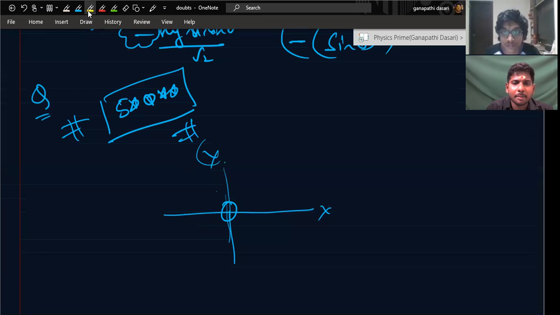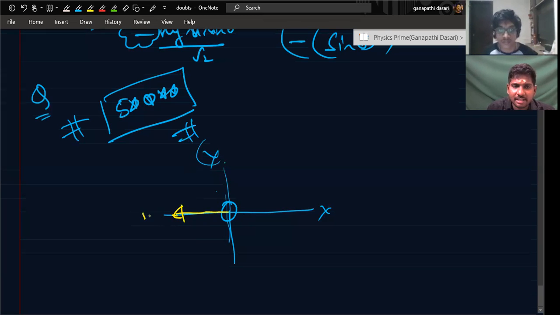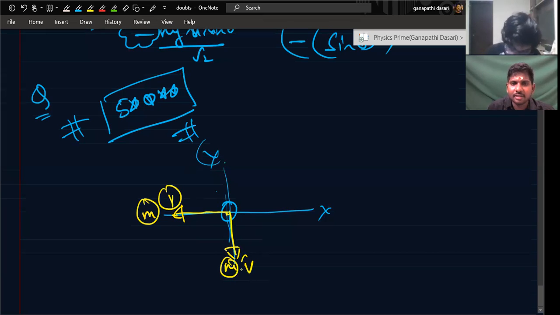I'm just taking two perpendicular directions. We can take anything, I'm just taking one direction to keep it simple. One mass I'm taking is going like this, to the left side, with speed v, and the other mass is going perpendicularly in this direction with speed v. Do you accept this? I took it along the x-axis and along the negative y-axis.